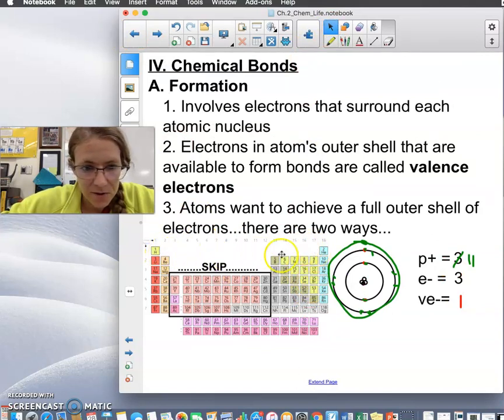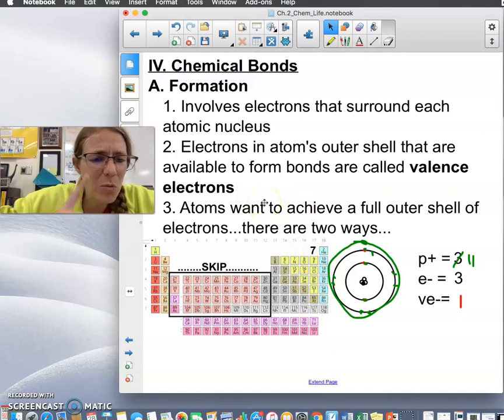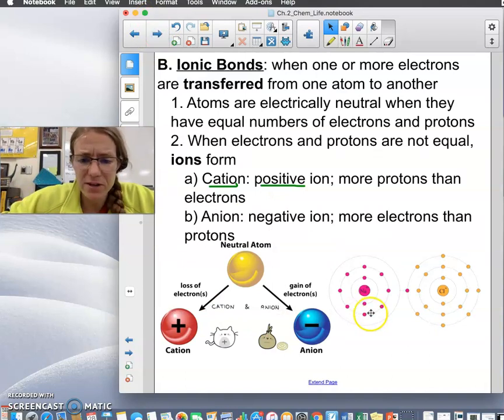Okay, 1, 2, 3, 4, 5, 6, 7 valence electrons. So it really just needs 1 more to have a full outer energy shell. It's so much easier to get that 1 electron than it is to give up 7. So it's also going to be highly reactive. So these two are perfect for each other.